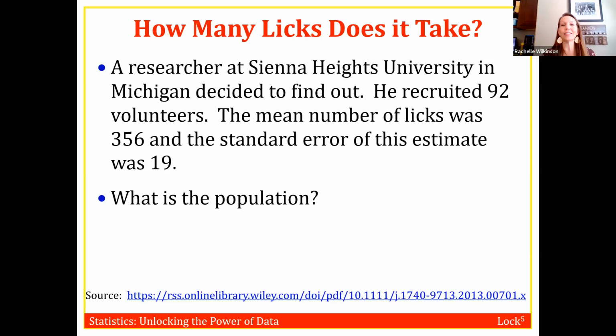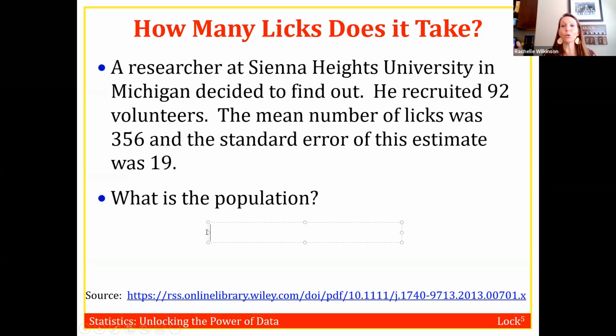So these 92 volunteers licked their Tootsie Pop till they got to the center, and he recorded how many licks it took to get there. And the mean for his sample was 356, with a standard error of that estimate being 19. Okay, so first question is, what's the population? What's the entire group of interest? Who are we trying to draw conclusions about?